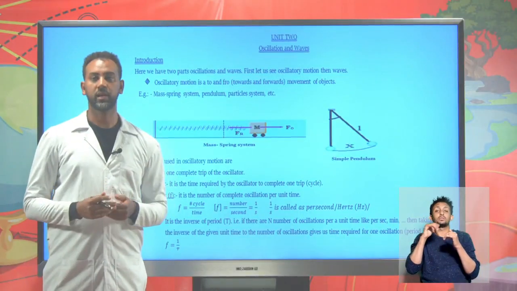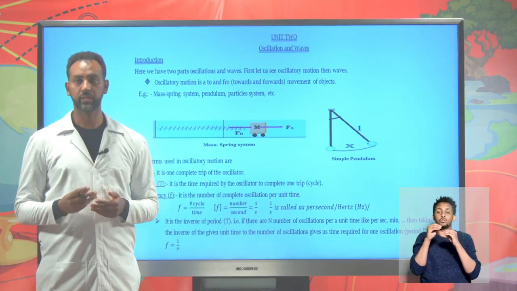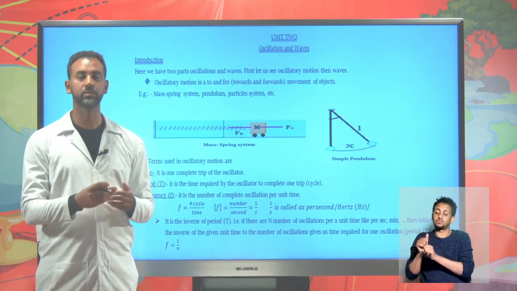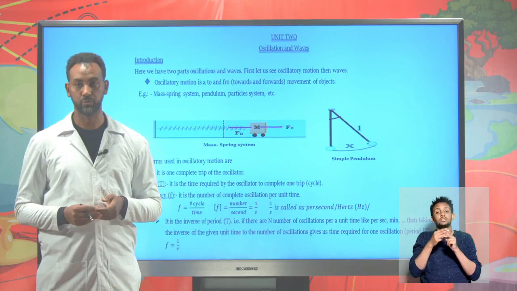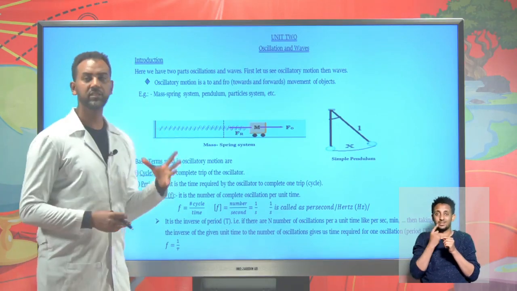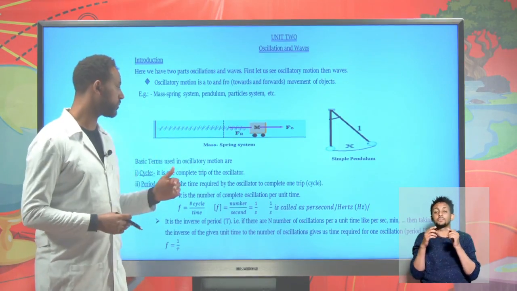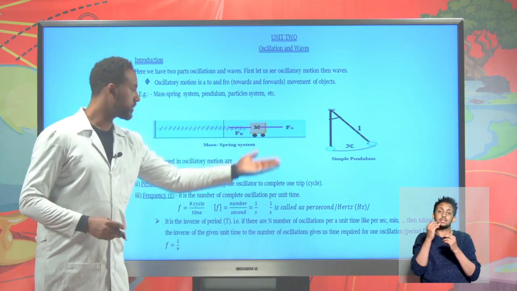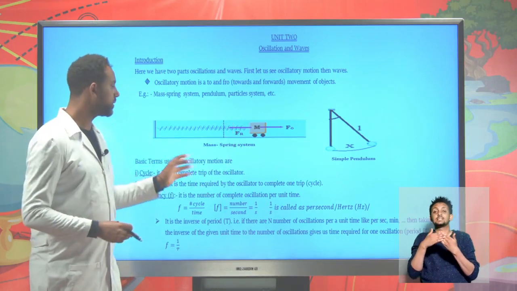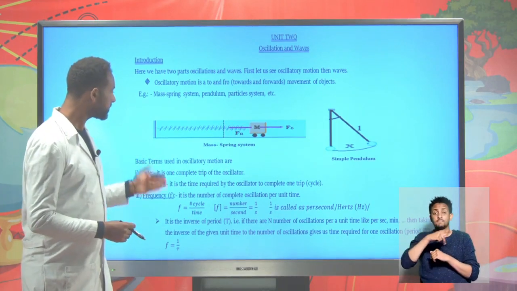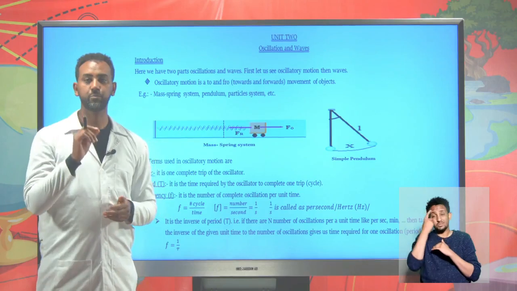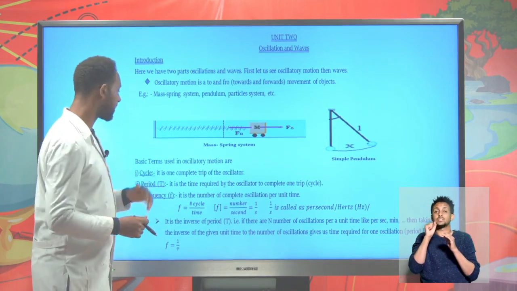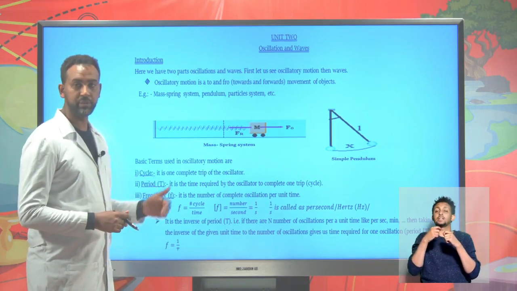Oscillatory motion is a type of motion in which a given oscillator or object moves backward and forward, so it is known as a to-and-fro movement of particles. We have different examples associated with oscillatory motion, but the most common are the mass spring system and the simple pendulum. We are going to discuss these two. Under this concept, we have basic terms like cycle, period, frequency, amplitude, and so on.